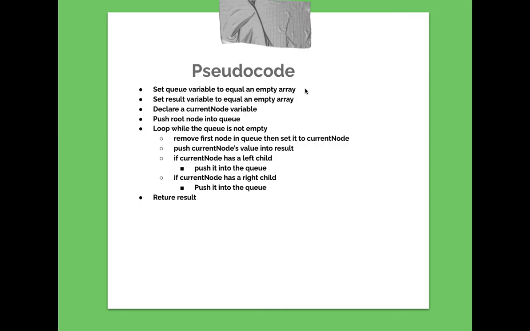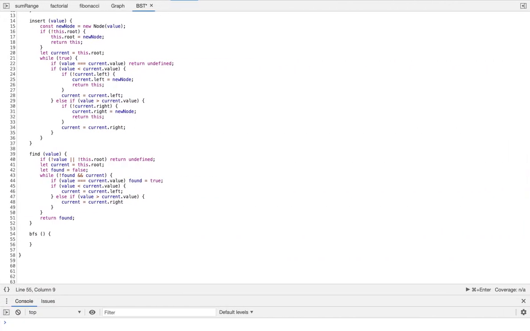So the first step here, looking at our pseudocode, is to set Q variable to equal an empty array. So I'm going to have a Q, an empty array. And note that a Q works on a first in, first out basis.